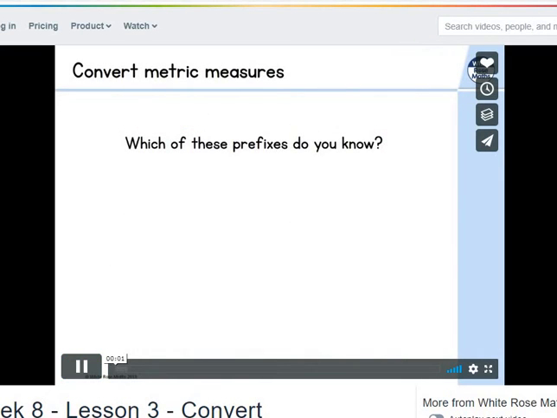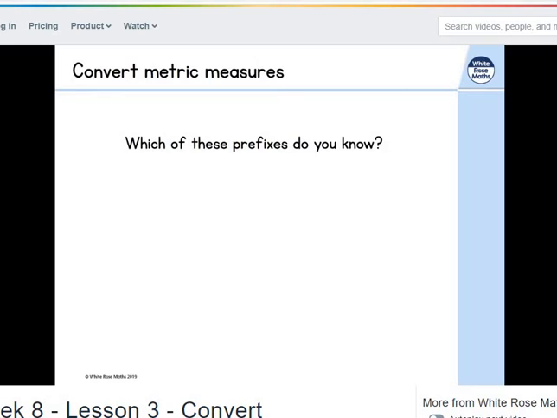Hello there and welcome back. Today we're going to have a look at converting something called a metric measure. But before we do that, we've got some prefixes, a bit of an English test for us before we get started. So, we've got 3 prefixes here. Do you know about any of them? Do you recognise any of them at all?